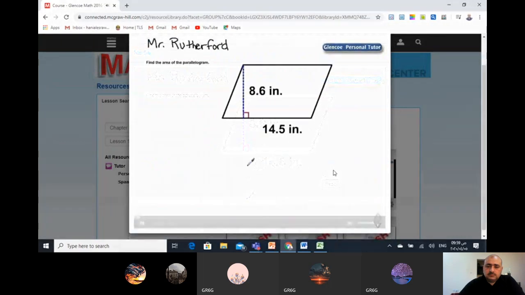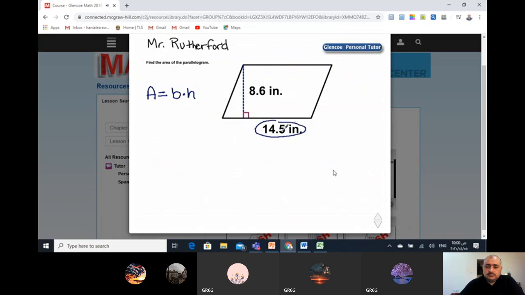Hi, this is Mr. Rutherford. In this problem, we will learn to find areas of parallelograms. Find the area of the parallelogram. First, it's important to indicate that the area of a parallelogram, where I'll use A as area, is equal to our base, or B, times the height, or H. So let's take a look at our parallelogram here. Notice that we have a base of 14.5 inches, and we have a height of 8.6 inches.